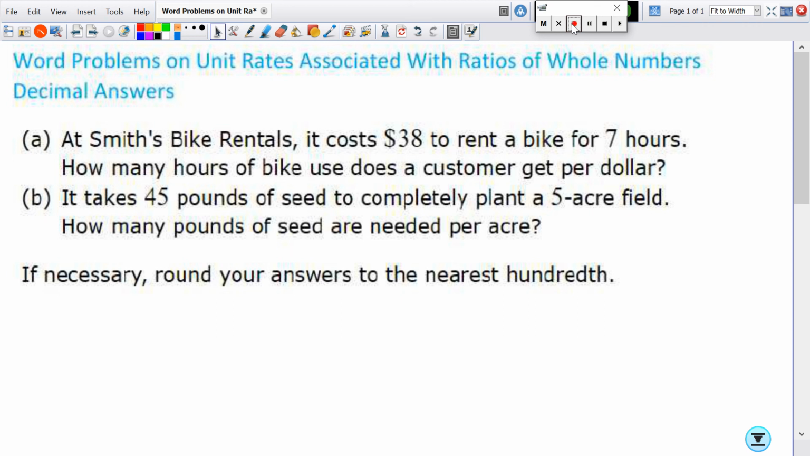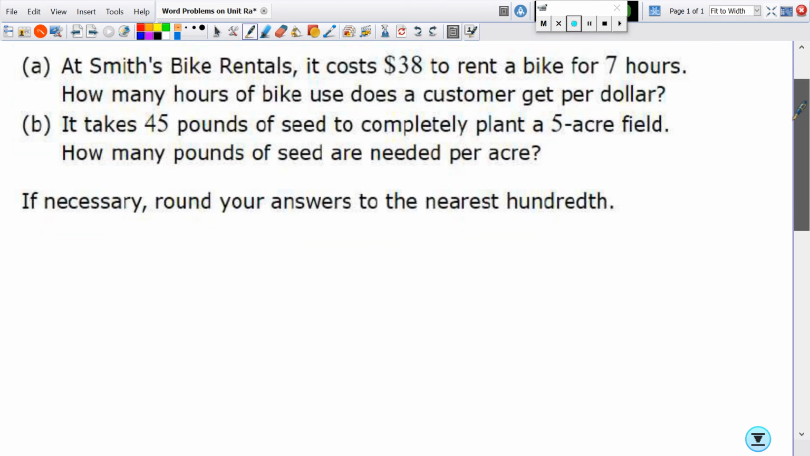Okay, anytime you have word problems in unit rate, you have to read them very carefully. And I'll show you the part that you want to pay attention to.